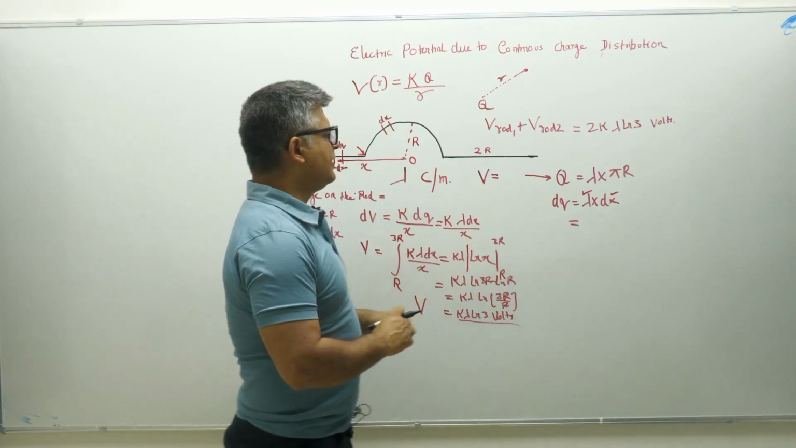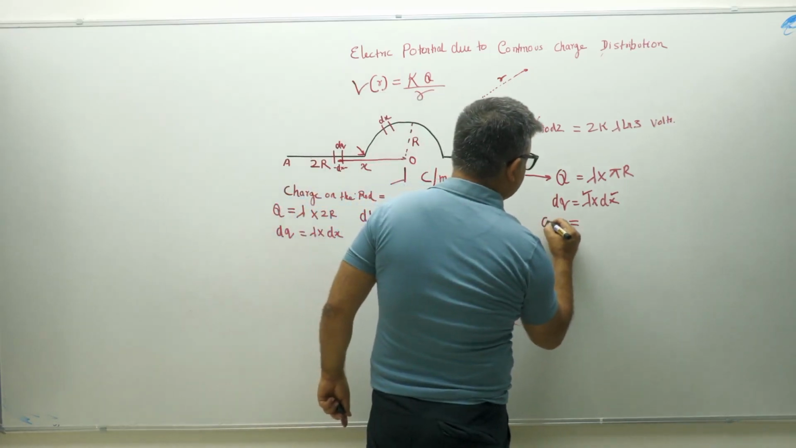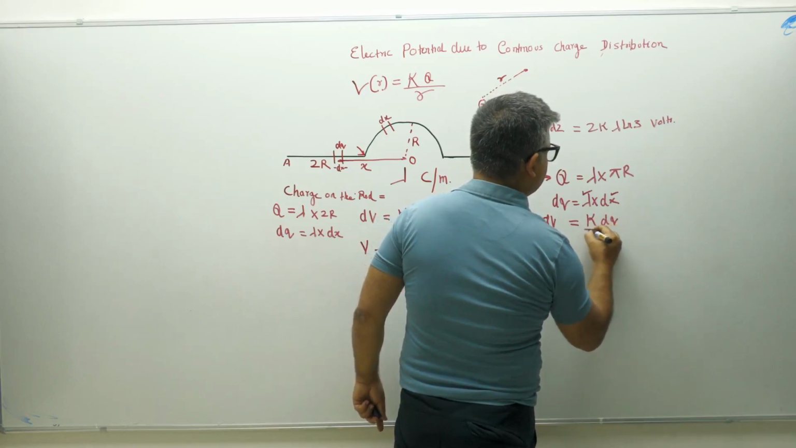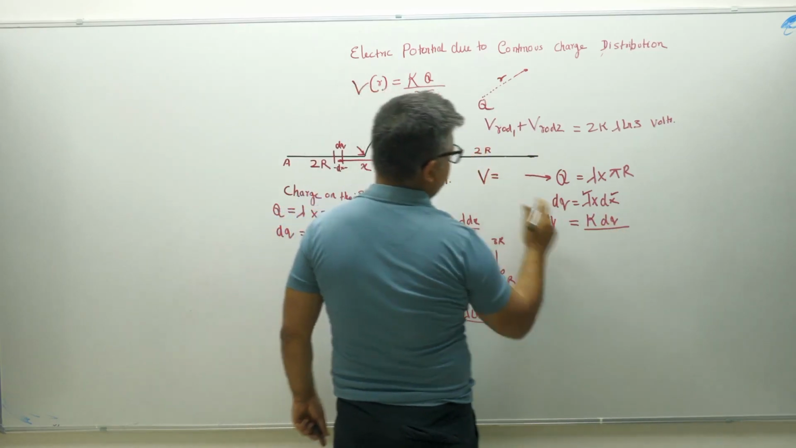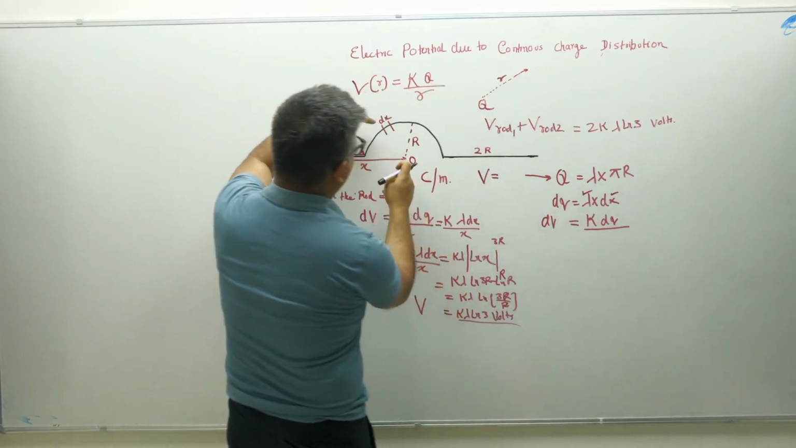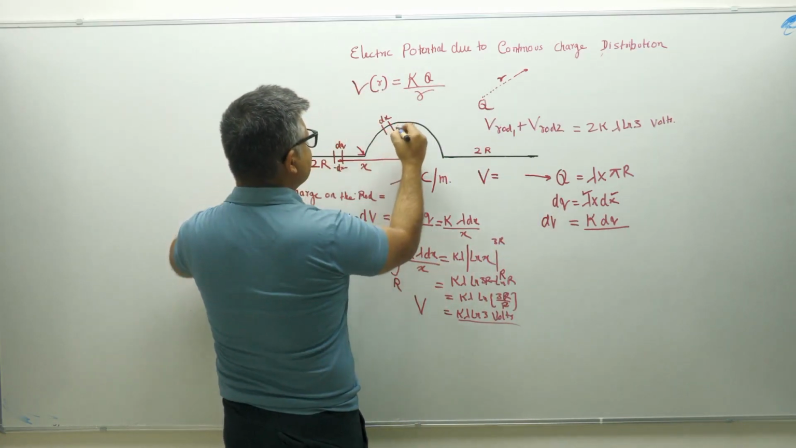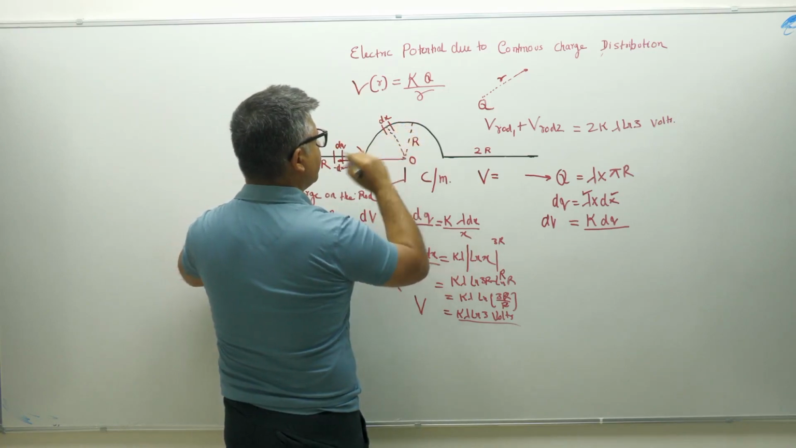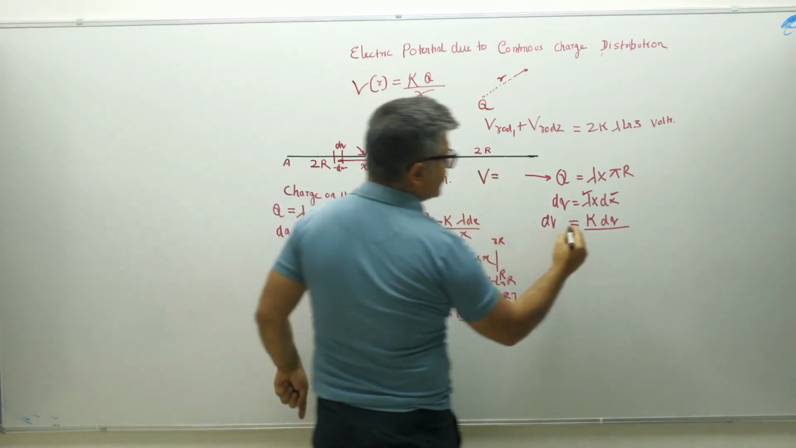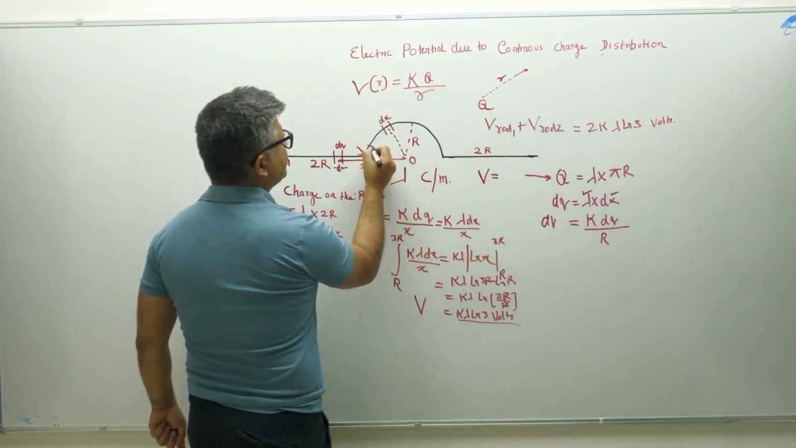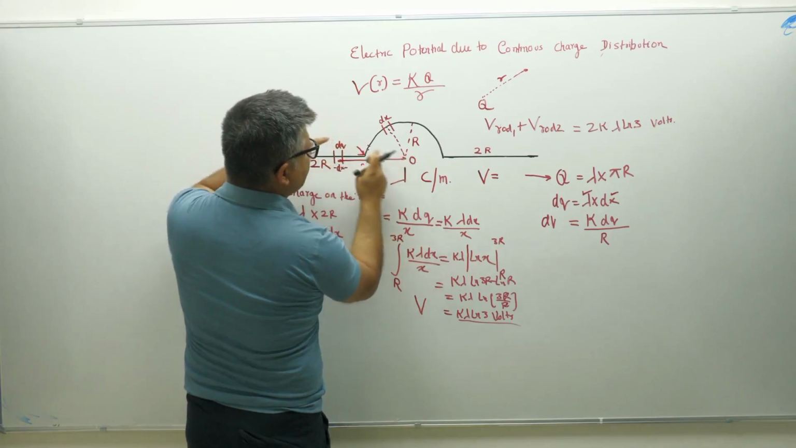Now let's talk about dv for the semicircular ring. dv is equal to k dq divided by r. We already know what r is, the distance at which you have to find the potential from here. This distance is the same for all the small segments. You take any segment, this distance is r.